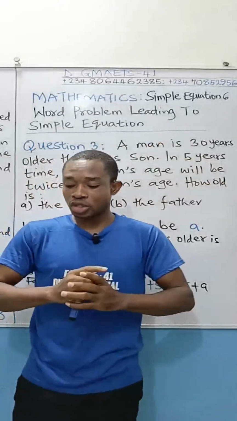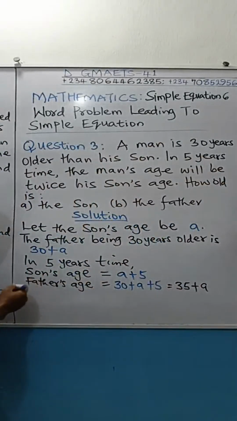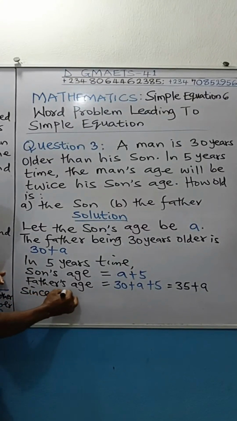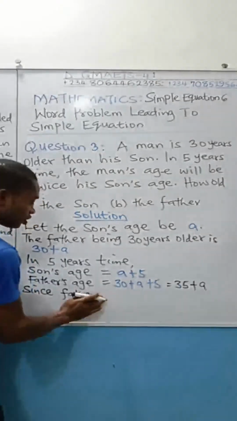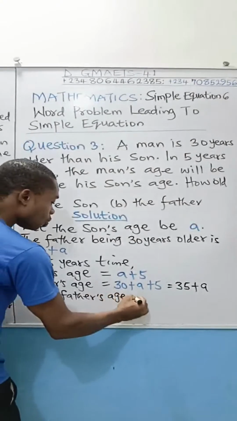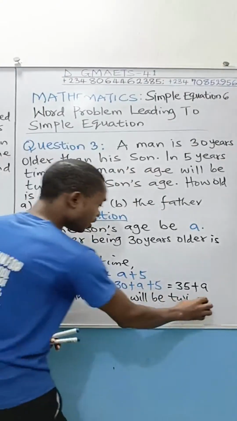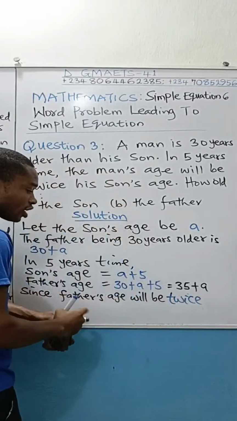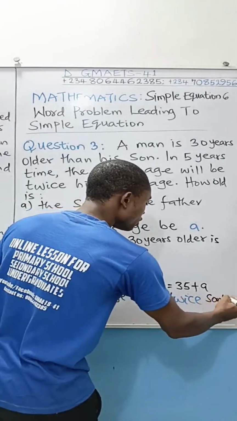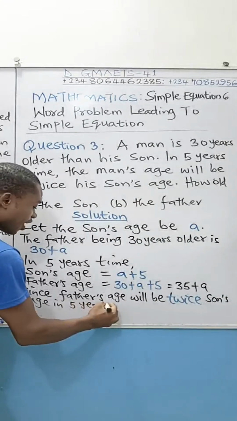I told you in question 1, twice of something is 2 times that thing. So we interpret it as, so let me write, since the father will be twice, that is father's age, father's age will be twice. So let me write this with another shade of marker. Will be twice son's age. Twice son's age in 5 years' time.